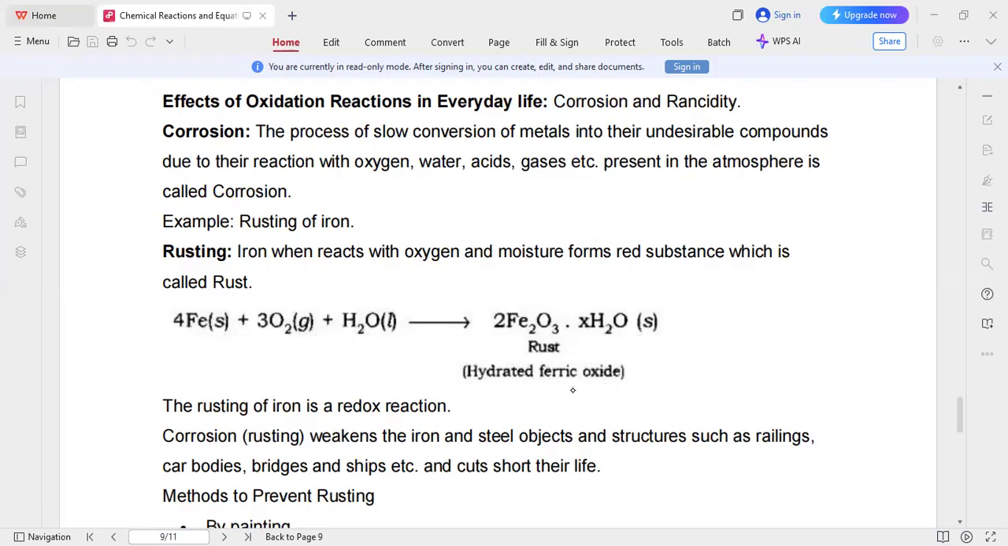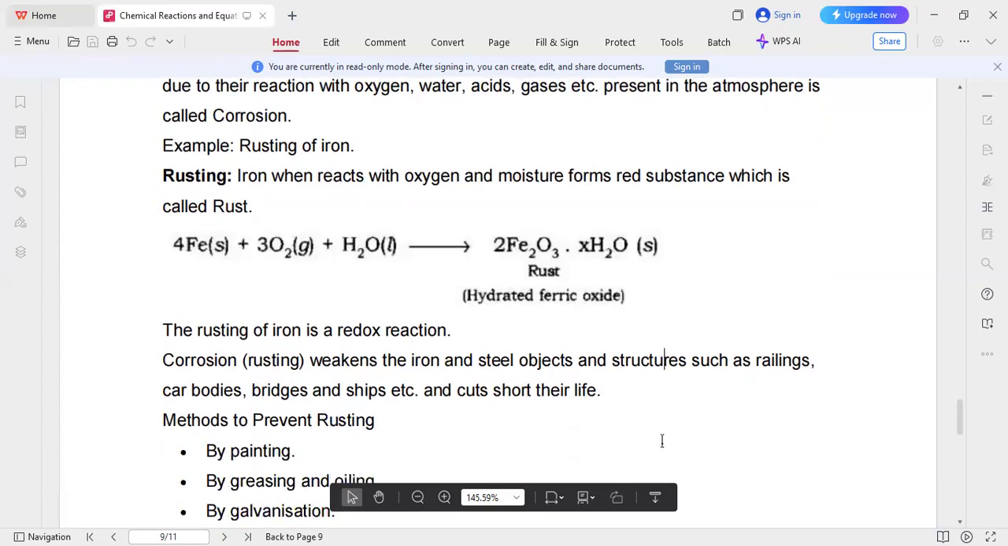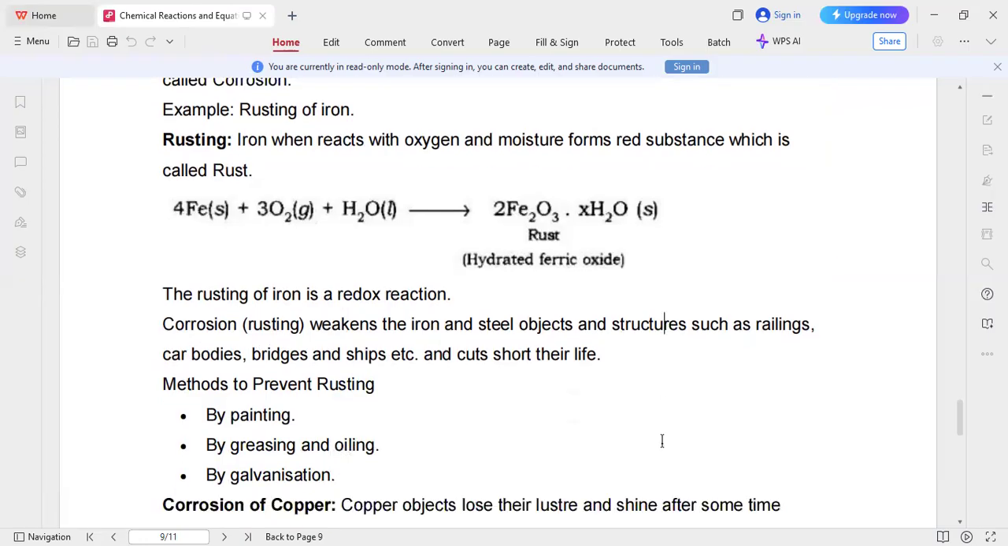We will also practice these equations at the end, children. See, the rusting of iron is a redox reaction. Corrosion, that is rusting, weakens iron and steel objects and structures such as railings, car bodies, bridges, ships, etc., and cuts short their life. This is very, very important, children. You should know, a lot of property damage happens because of corrosion.